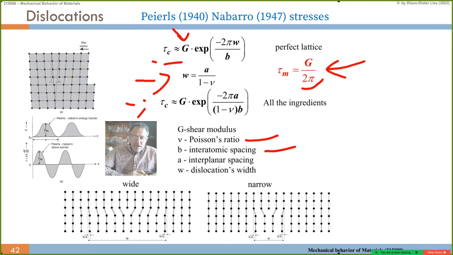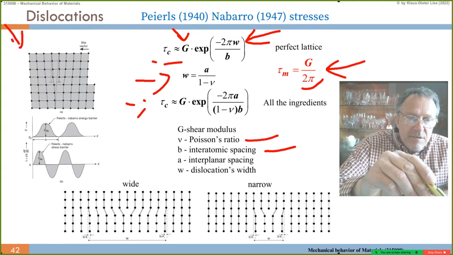So b is the interatomic spacing. This is our Burgers vector. This is how much we slip. A is the interplanar spacing, so in the y direction, perpendicular. And W is the dislocation width. So here we put the width into this formula.